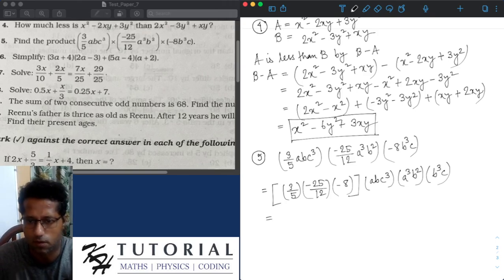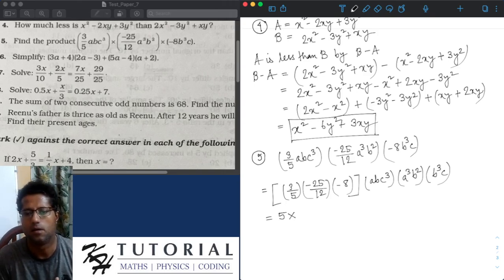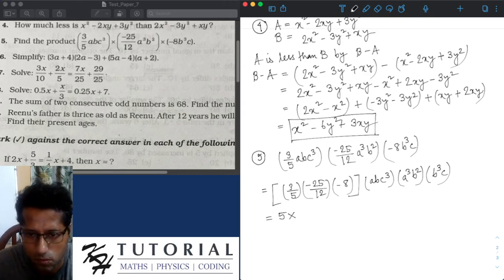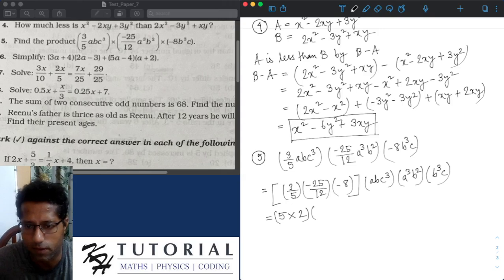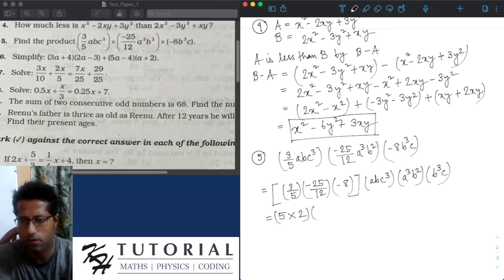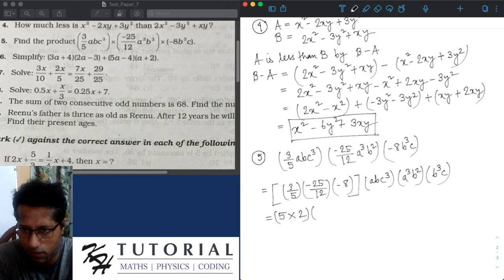Now if we do the product of all the coefficients, how much does it become? 5 cancels 5. The minus minus cancels out. So 5 multiplied by 24 over 12 is 2. So this is 2. And now when we do the product of the literal coefficients, we will group together the similar literals.